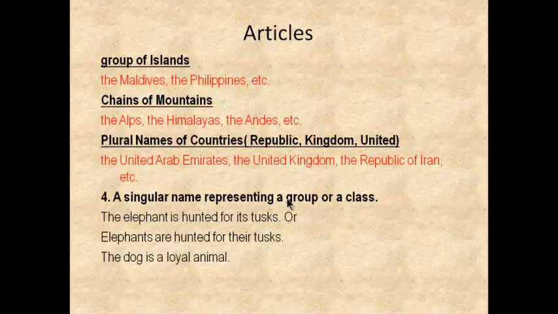A singular name representing a group or a class. For example, the elephant is hunted for its tusks. Here from the elephant we mean what? That it is the whole group which is represented by the elephant. The whole group of the elephants is actually represented by the elephant. Or instead you can use elephants are hunted for their tusks. The dog is a loyal animal, etc.